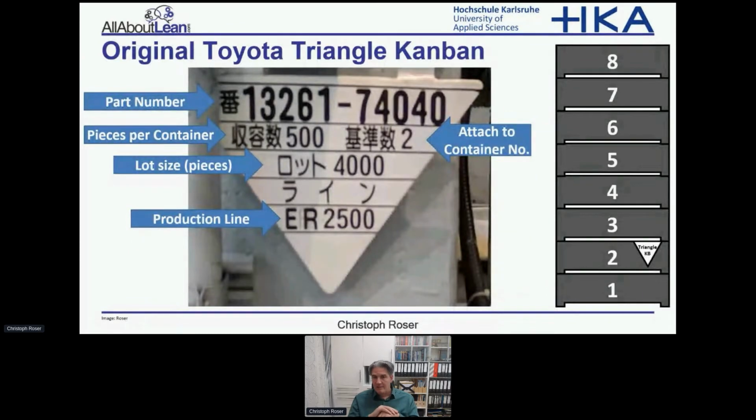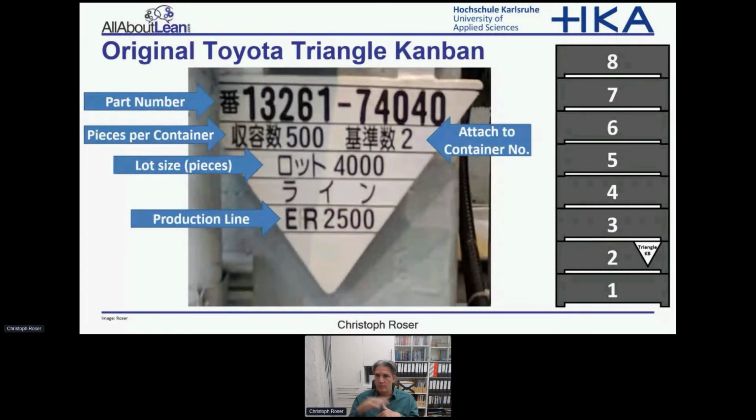But the triangle Kanban has one additional piece of information, and that is the number 2 in this case, and that tells you, once you've produced all the parts, where do you attach the triangle Kanban? In this example, you attach it to the second box from the bottom. I've illustrated this on the right. You make 4,000 parts, 500 pieces per box, so it's 8 boxes. Once you're done, you put the triangle Kanban on the second box from the bottom.